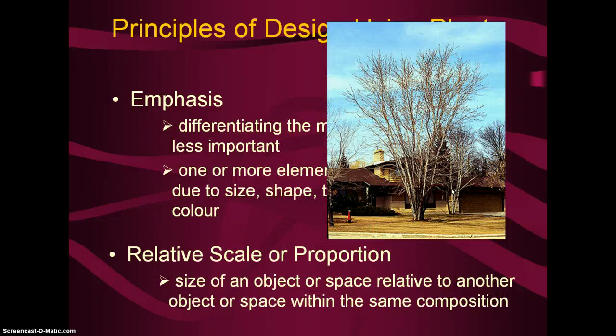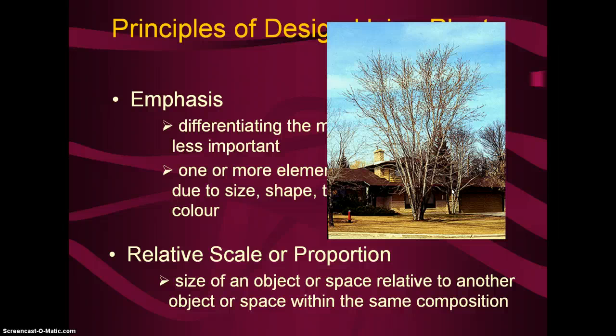Leading to the next and last principle is the concept of relative scale or proportion, which can relate back a little bit to the previous one of emphasis, especially when you have large trees. So you can use plants of different size, for example. We're talking mostly size here. You can use plants to actually modify the illusion of size of other objects in the landscape.